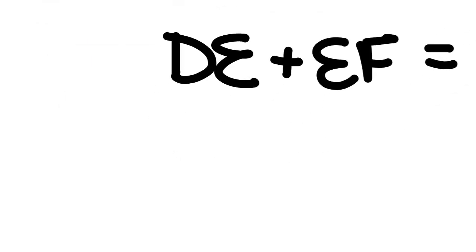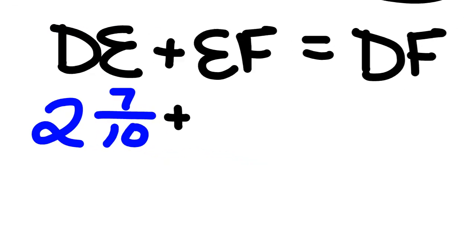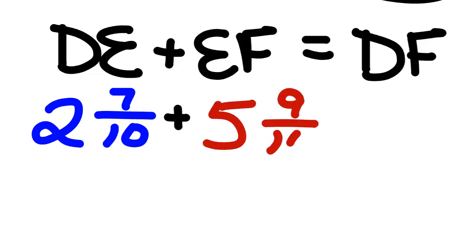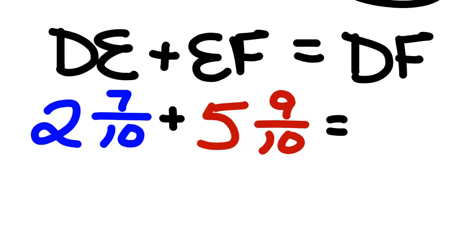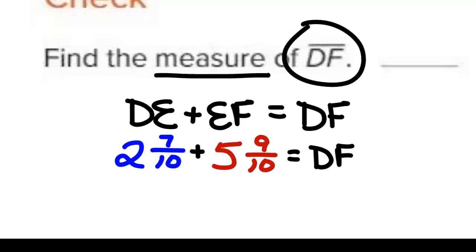How big is DE? 2 7/10. So I take 2 7/10. I'm going to add that together to the length of EF, which is 5 9/10. Can I add the whole numbers together? What is the 2 and the 5 when I add those together? 7. So I'm going to add the 2 and the 5, and I get 7.